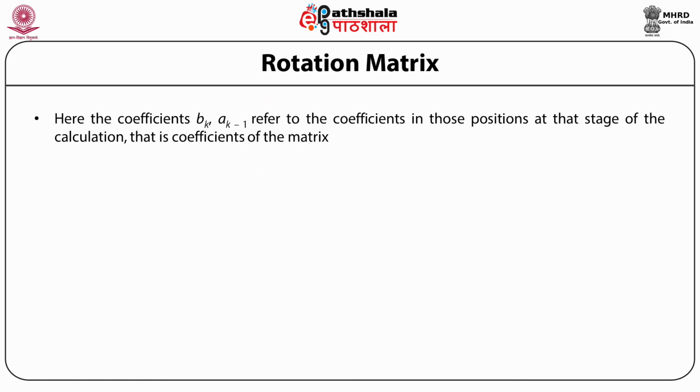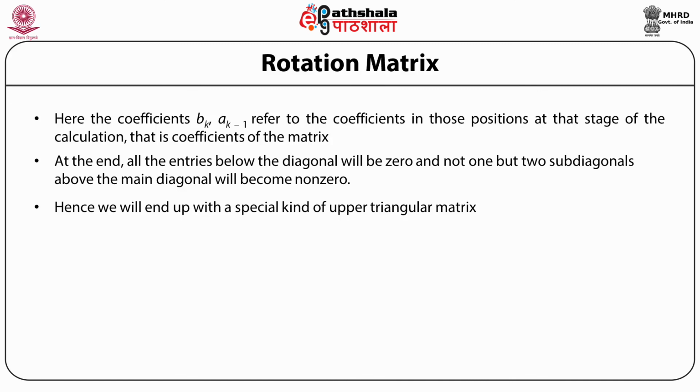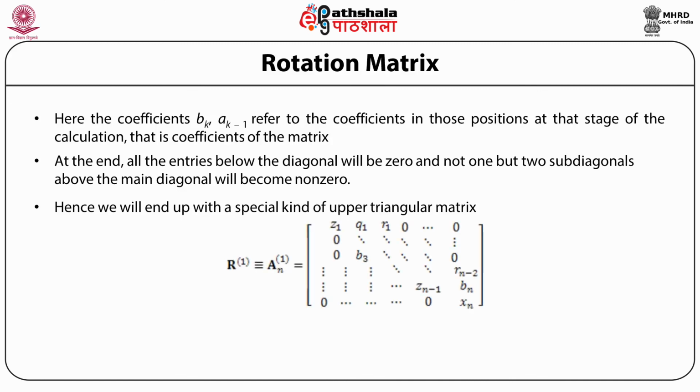Here the coefficients bk, a(k minus 1) refer to the coefficients in those positions at that stage of calculation, that is, coefficients of matrix Ak^(1) equals P(k minus 1) up to P2 into A^(1). At the end, all the entries below the diagonal will be 0, but two superdiagonals above the main diagonal will become non-zero. Hence, we will end up with a special kind of upper triangular matrix where R^(1) equals An^(1) equals the matrix shown on the screen.